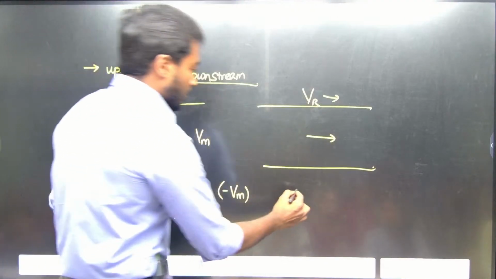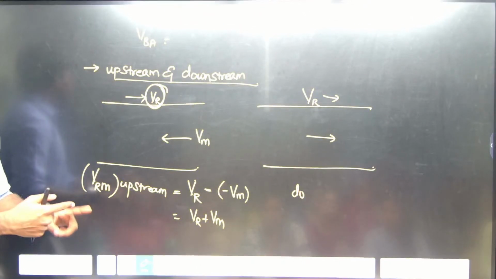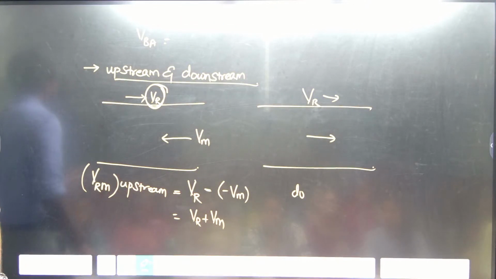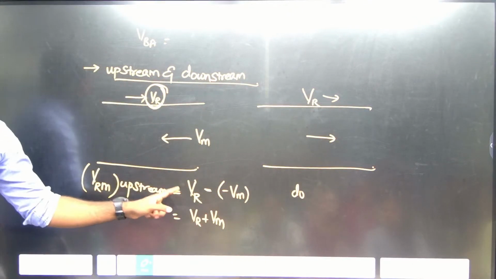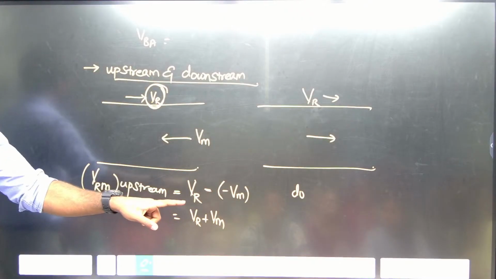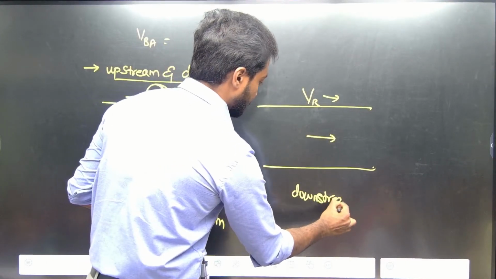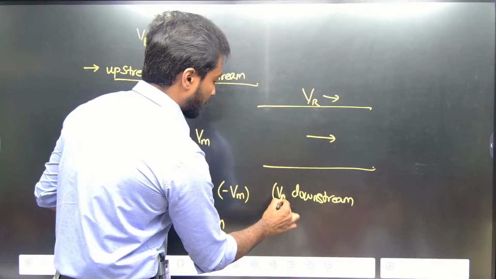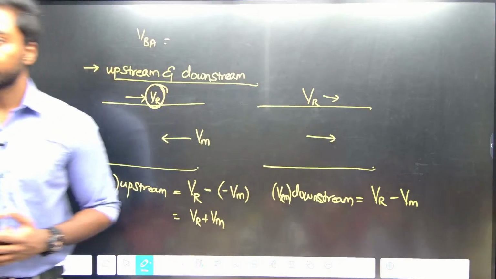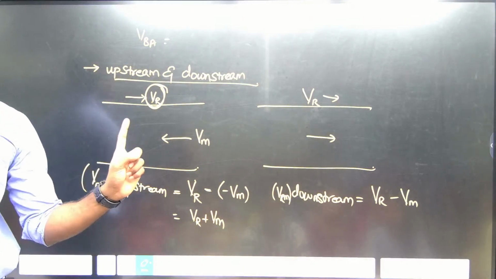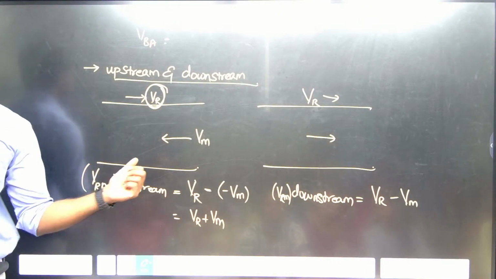So here, they won't mention the velocity of the river with respect to man or the velocity of the man with respect to river. They will say upstream or downstream. Upstream means I should add, downstream means I should subtract, which means downstream is nothing but velocity of the river with respect to man. So VR minus VM, that's it. Only two things: upstream add it, downstream subtract it.